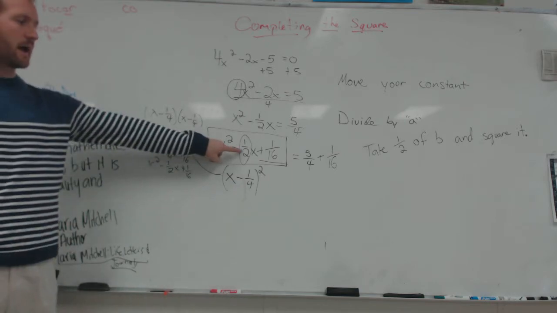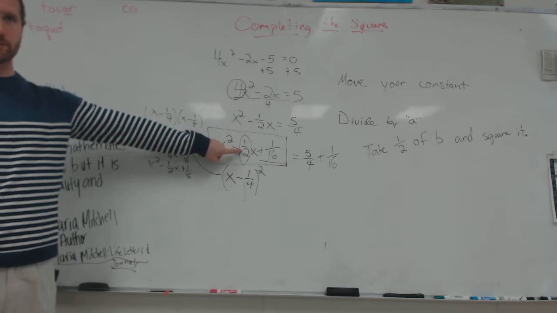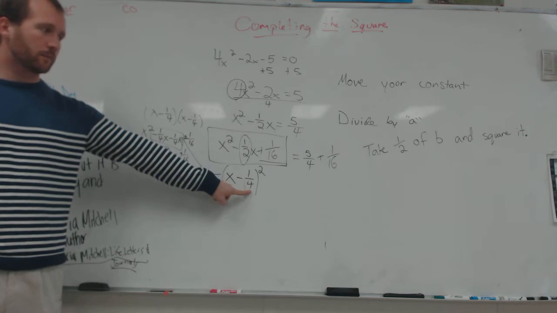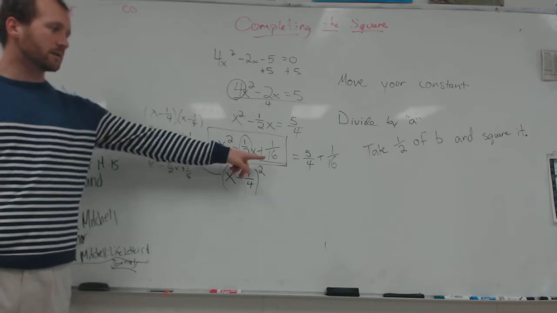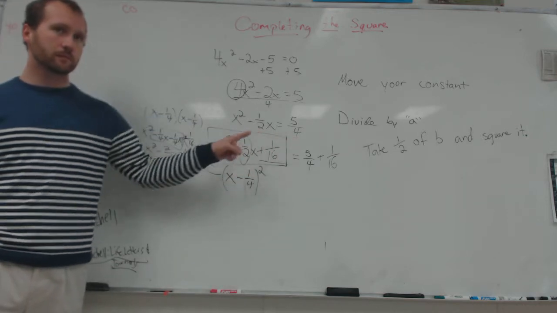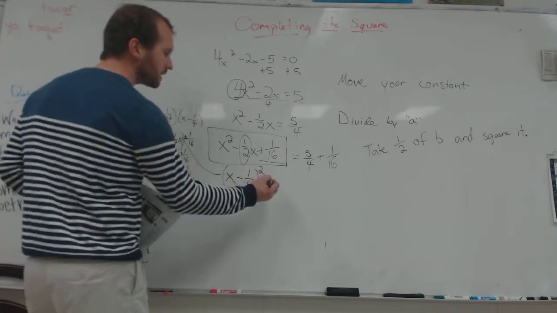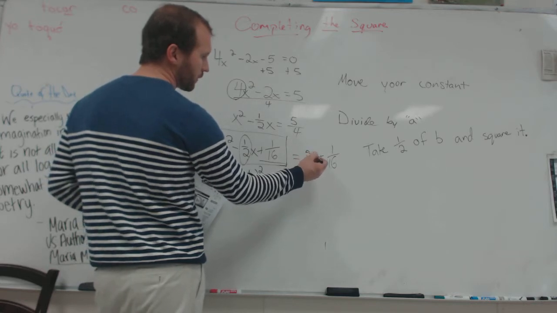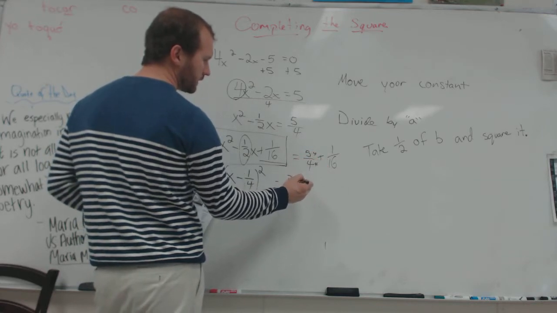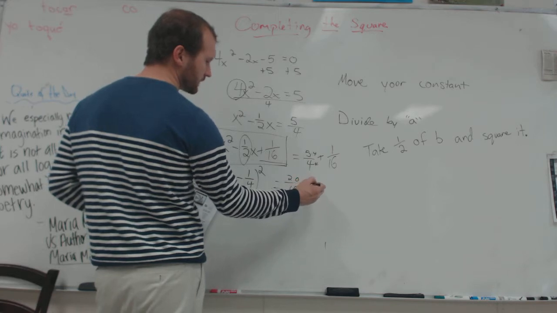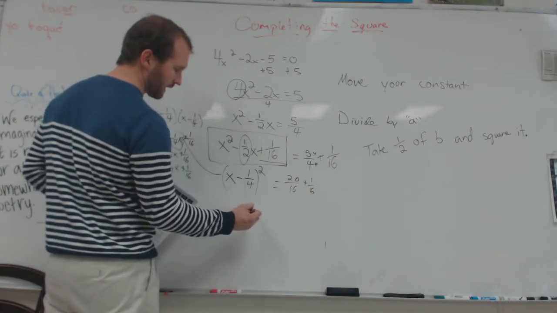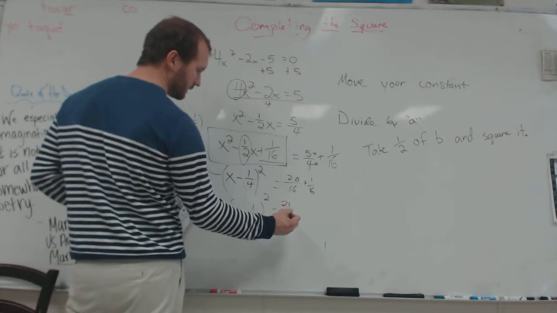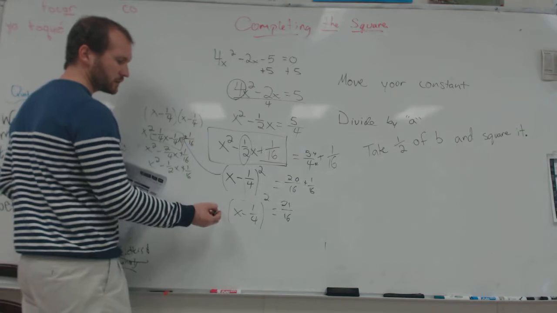So I take 1/2 of my number in front of x. That's going to be the term that goes there. But I have to square it to find what I add to both sides. Now this equals, we have to simplify the other side. So this would be times 4 times 4, 20/16 plus 1/16. And so we'll just simplify that to 21/16. Now we take the square root of both sides.